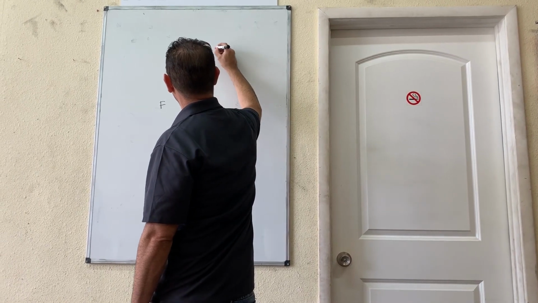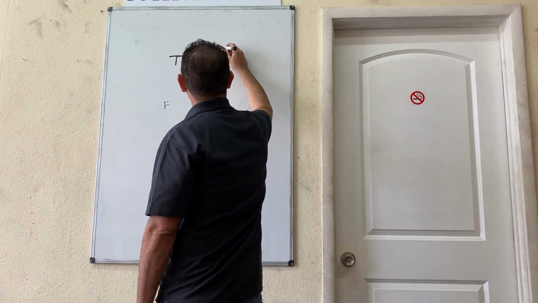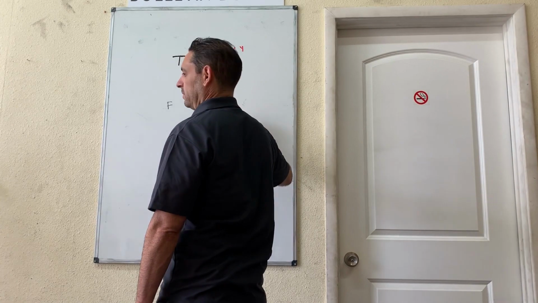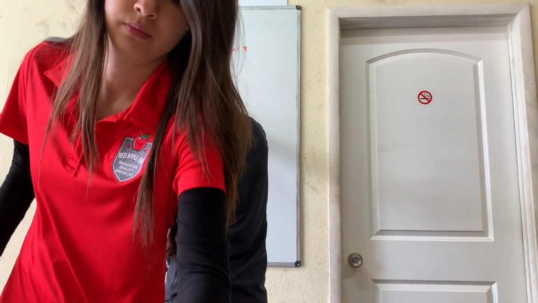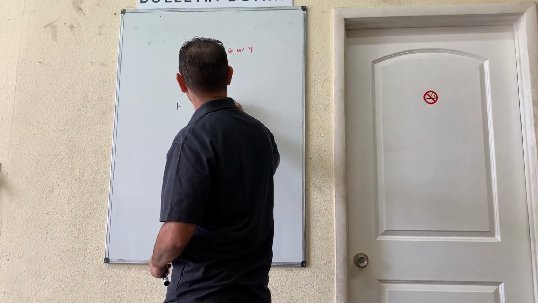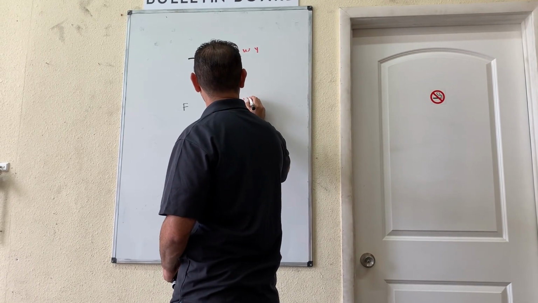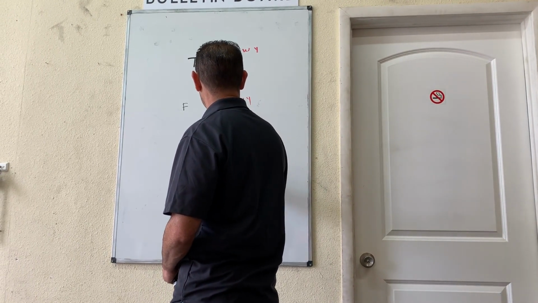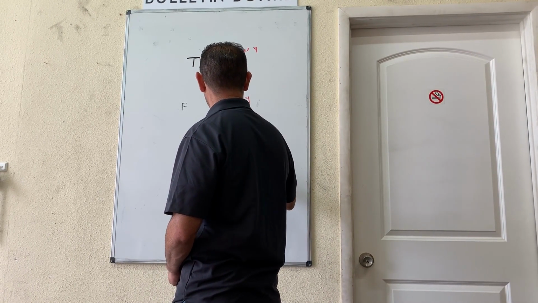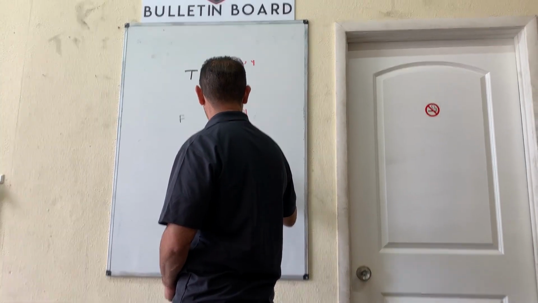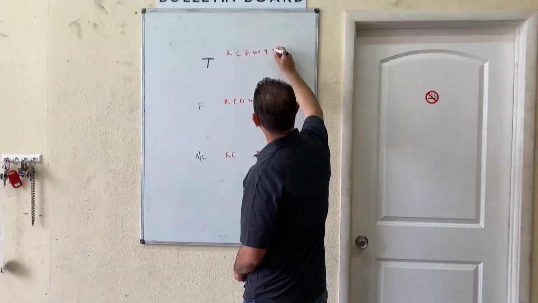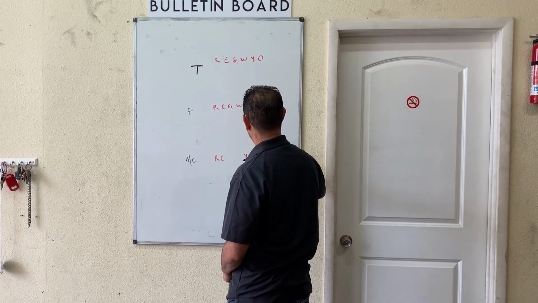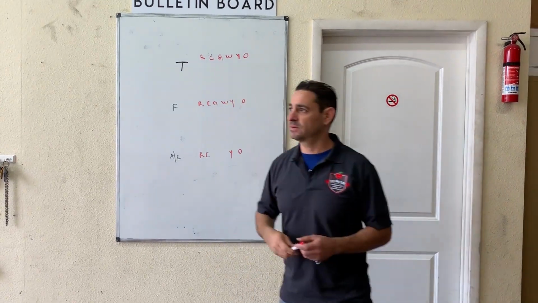Red, common, green, white, yellow. Red, common, green, white, yellow. Red, common, yellow. Okay, this one I'm gonna put an O. All right, so I'm gonna get somewhere with this right now.